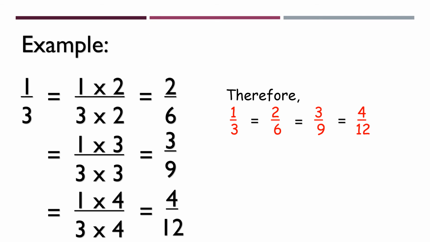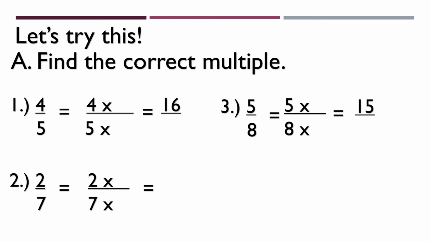Do you understand? Let's try this one. Find the correct multiple. Let's find out the missing multiple here. Number 1, 4/5. 4 times what is 16? Let's remember the table of 4. 4 times 1 is 4, 4 times 2 is 8, 4 times 3 is 12, 4 times 4 is 16. It means the missing number is 4. So if we multiply the numerator by 4, we also multiply the denominator by 4. So 5 times 4, the answer is 20. So the equivalent fraction of 4/5 is 16 out of 20.